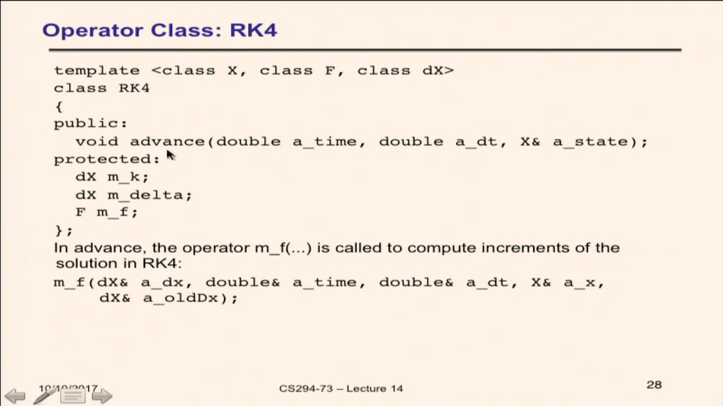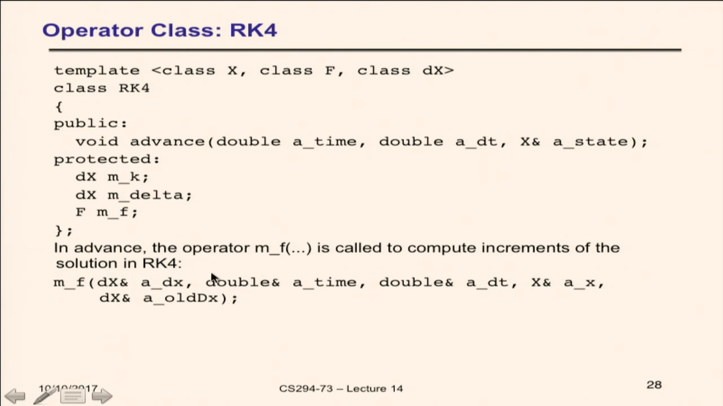And then you have these data members. This has an internal data member, which is an increment, another internal data member, which is delta, and then an internal data member, which is how you apply the right-hand side. So in advance, this guy here, this is a class, but it could have just as easily been, it's really a function, it's really just a function. The only member of this class is a function member, which is an operator parens that is called to compute the increments in the solution in RK4. And it has this set of arguments. From the point of view of the templated class, this is what function has to look like.